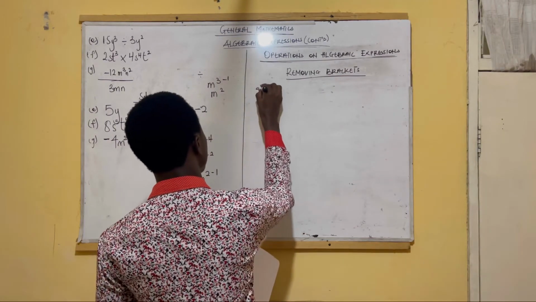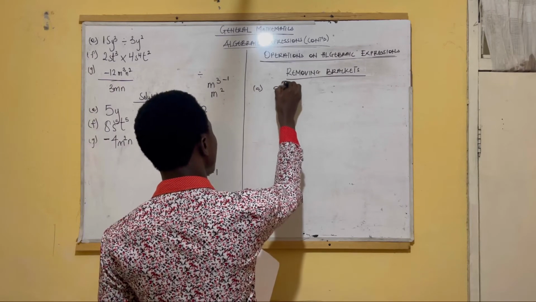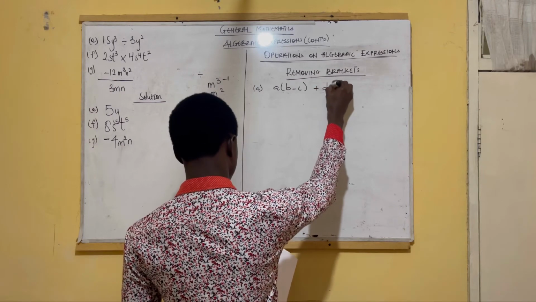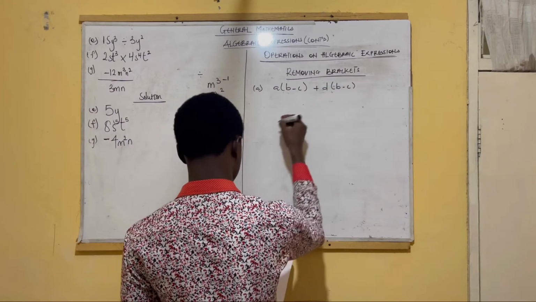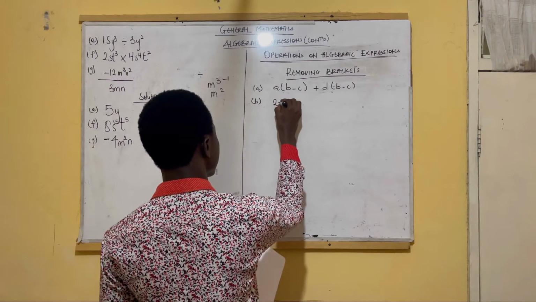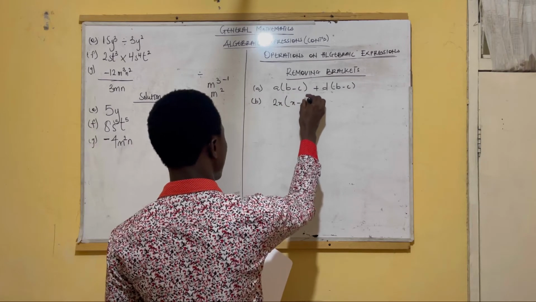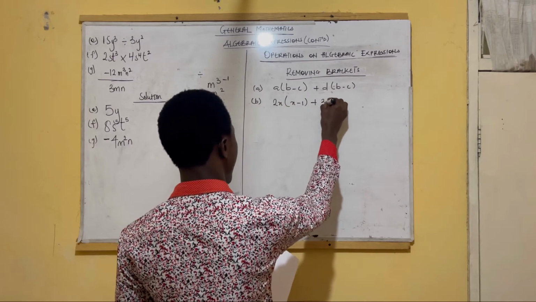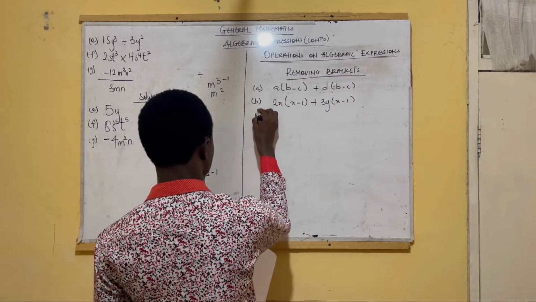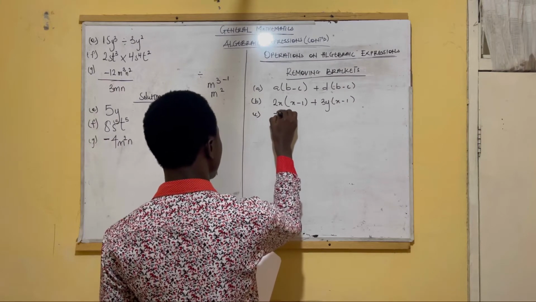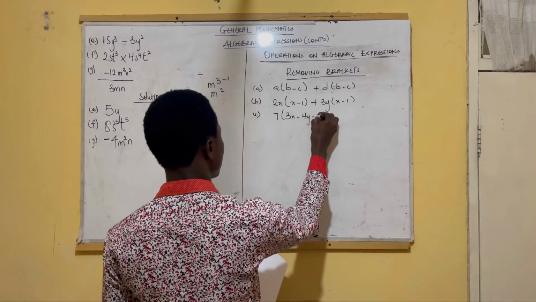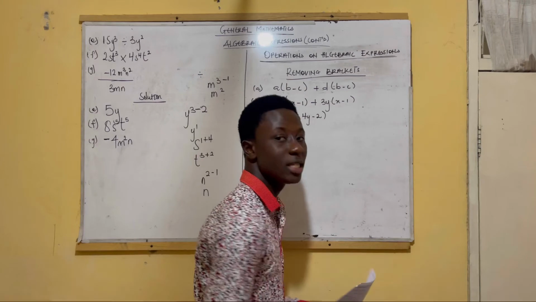A into bracket B minus C plus D into bracket D minus C. B: 2x into bracket x minus 1 plus 3y into bracket x minus 1. C: 7 into bracket 3x minus 4y minus 2. Well, let me hold on to these ones.